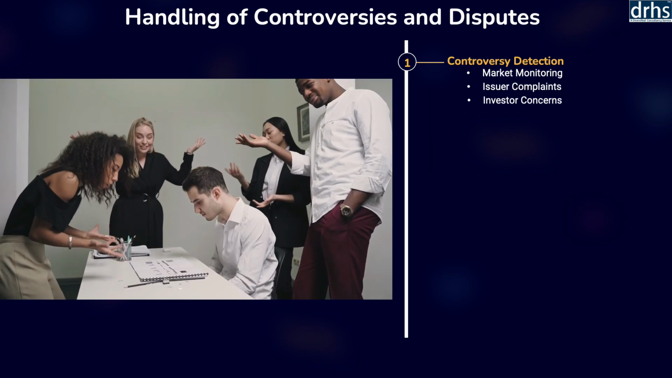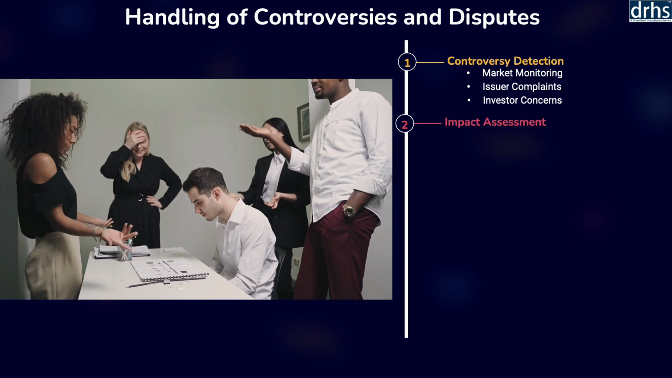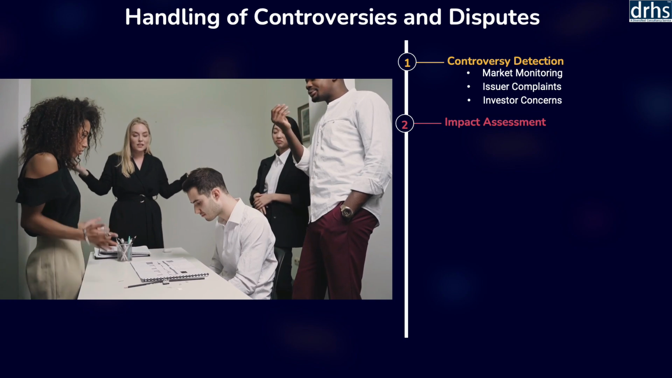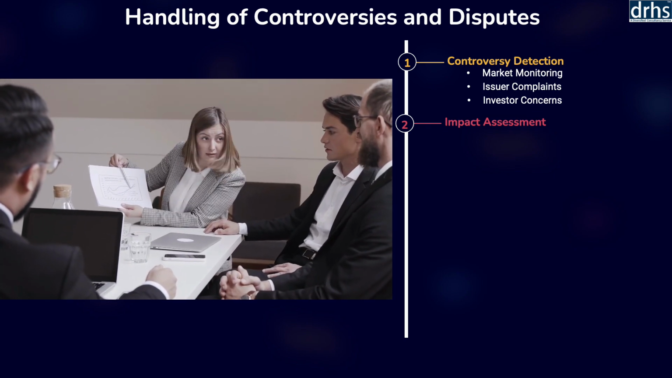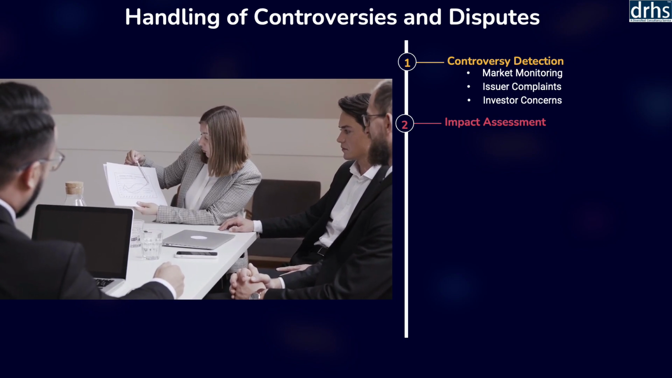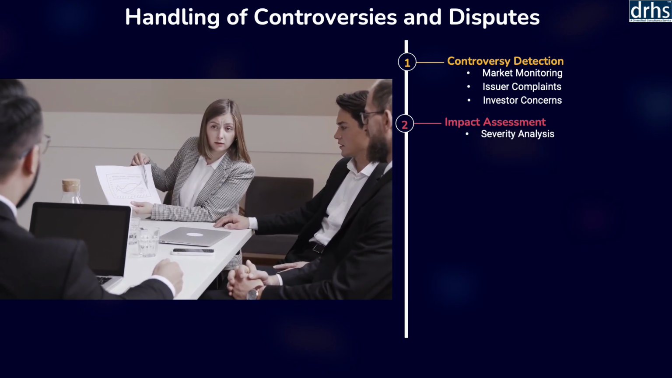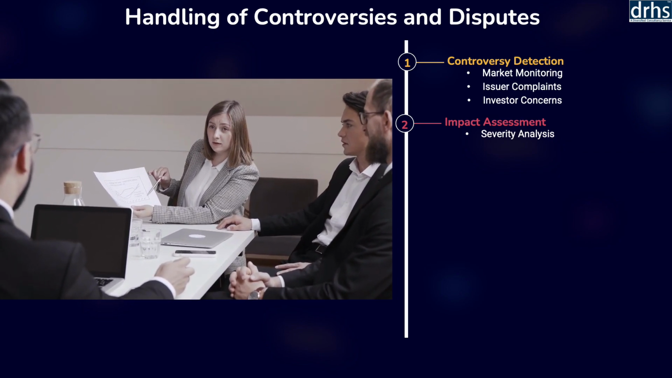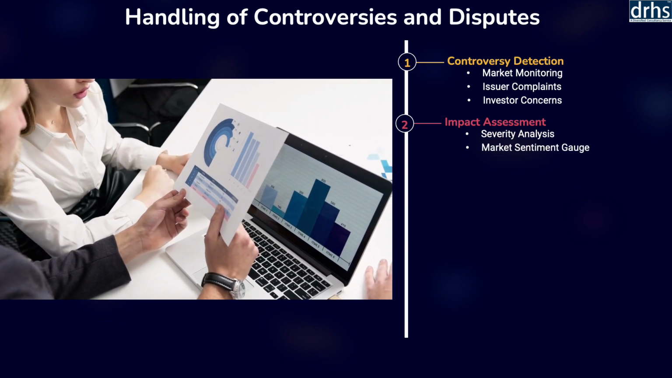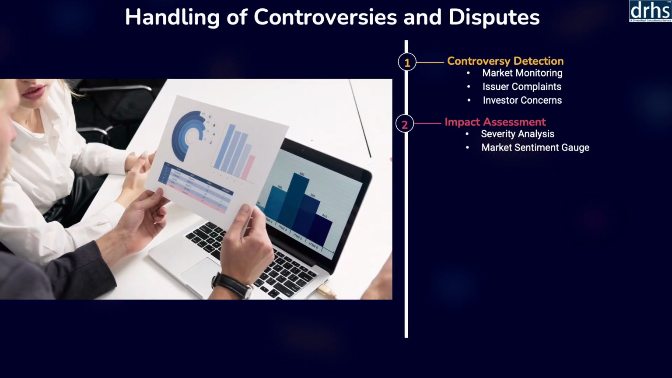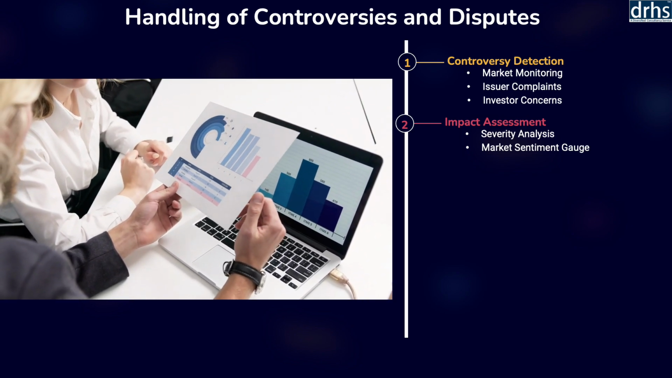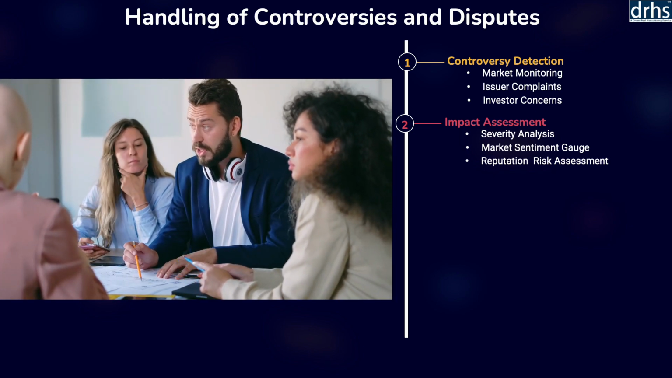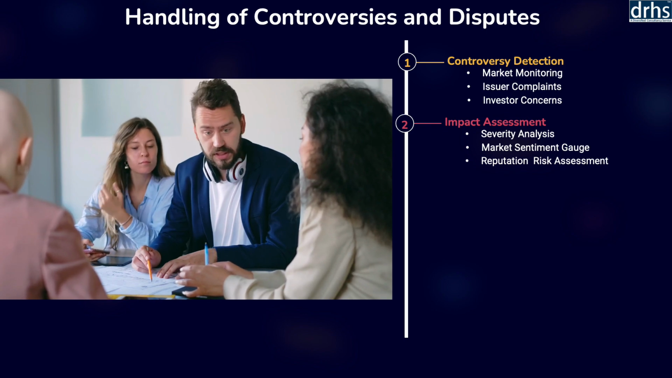The next is related to the impact assessment. Following the detection of the controversy, SEBI will likely assess its potential impact on the market. This may involve three types of things. First is severity analysis, evaluating the seriousness of the discrepancy between the rating and the company's perceived ESG performance. Other is market sentiment gauge, assessing the potential disruption to investors' confidence in ESG rating due to controversy. Another is related to reputation risk assessment, analyzing the potential reputational damage to SEBI's ESG rating framework.